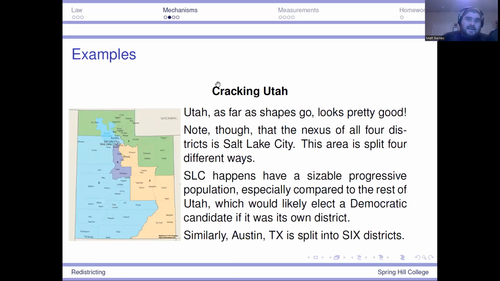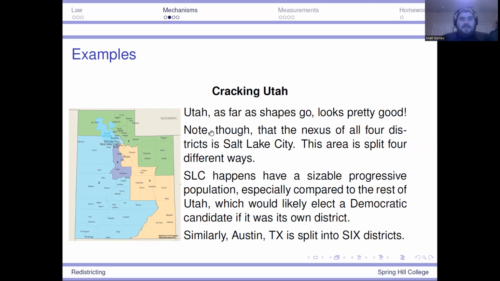And you can actually see these in action. So here's Utah, right? You can see there are 4 districts in Utah, and they don't look terrible to begin with. There's clearly some natural boundaries here. You can kind of see them broken up by county as well. But one thing you'll notice is that Salt Lake City is right here at this central area where all of these districts, 1, 2, 3, and 4, all kind of meet.